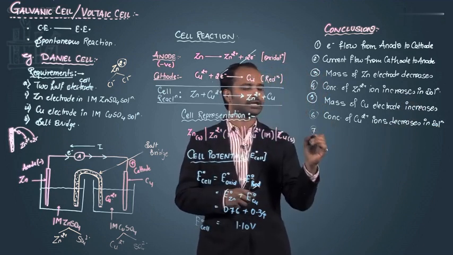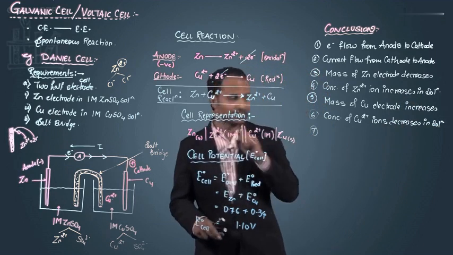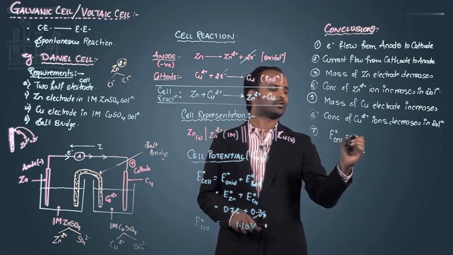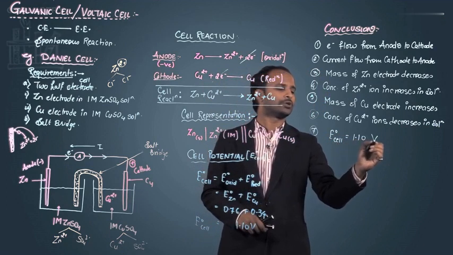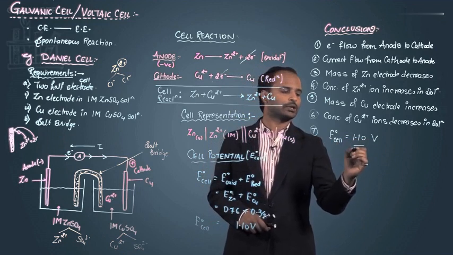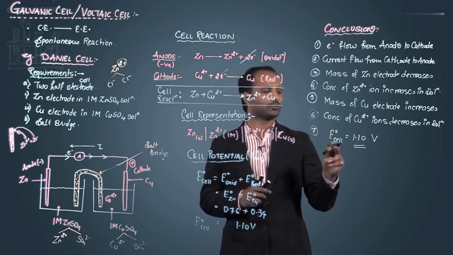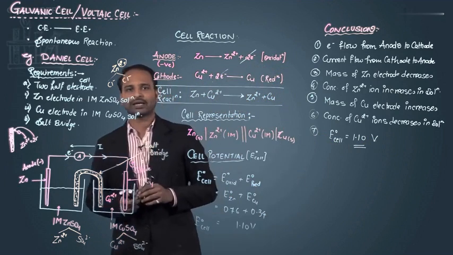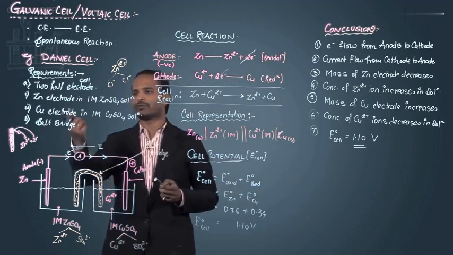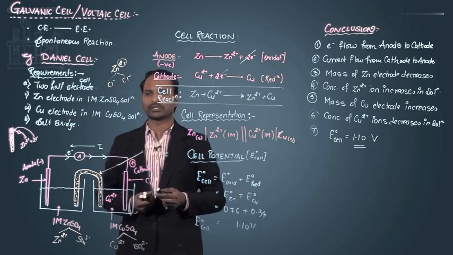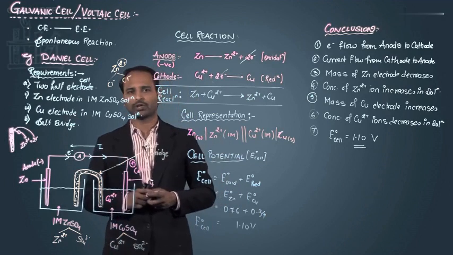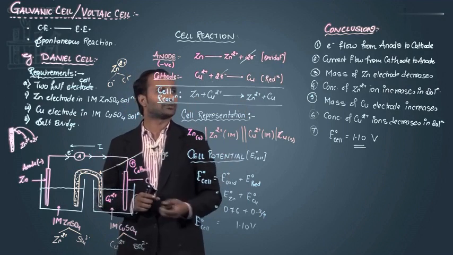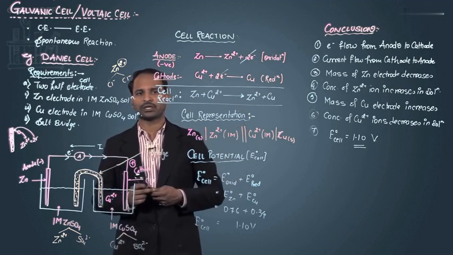Then the seventh point I can write is about the E0 cell, that is the cell potential. We got E0 cell equal to 1.10 volt. That means during electrogenesis, so much amount of electricity has been generated. So this is about the Daniell cell, where we have the zinc electrode in a 1 molar zinc sulfate solution and a copper electrode in a 1 molar copper sulfate solution. Cell reaction, cell representation, cell potential, and this is the conclusion which we have.